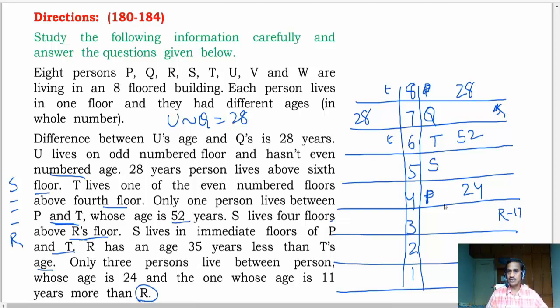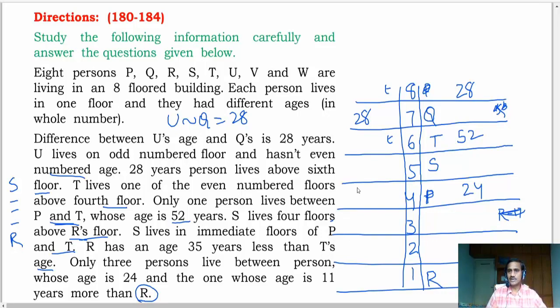ఇక్కడ S ఉంటే 1, 2 and 3. R must be here. R is 17 years old. ఇక్కడ ఈ possibility S in this one is not possible. Q, T, S, R is సరిపోయింది.